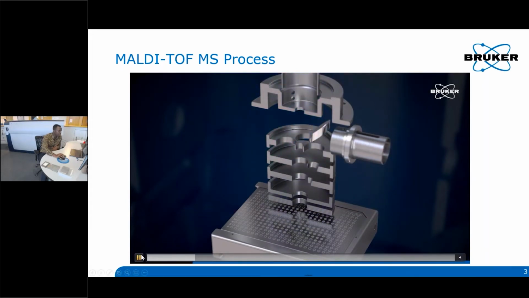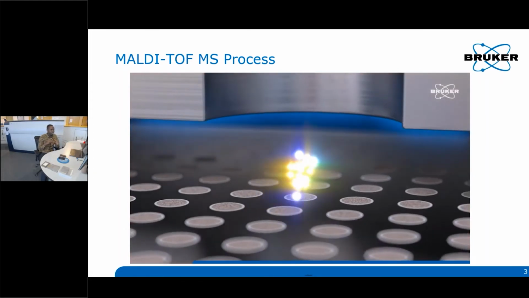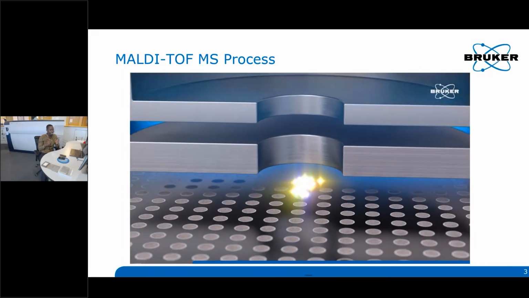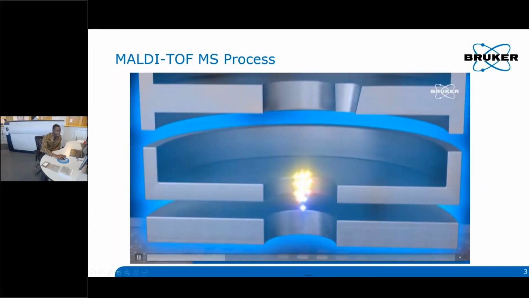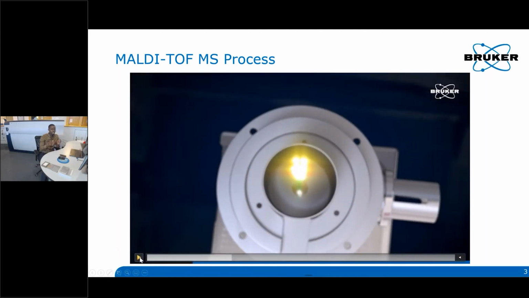The samples are bombarded by a laser, and the sample molecules vaporize in the vacuum while being ionized at the same time. Then high voltage is applied on a target plate to accelerate any ionized sample molecules or particles that may be in the ion source. That's the first phase, which is Moldy.